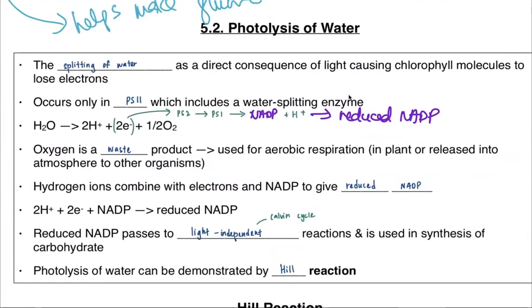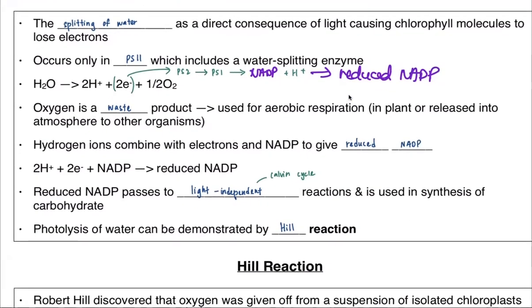Photolysis of water, we already mentioned that. Splitting of water is a direct consequence of light causing chlorophyll molecule to lose electron. The reason is that PS2, probably not depicted in the diagram, is also combined with the water splitting enzyme. So when PS2 absorbs energy, part of the energy will be used to cause photolysis of water with the action of this water splitting enzyme. Oxygen is deemed a waste product, something that's not required, and will be released.